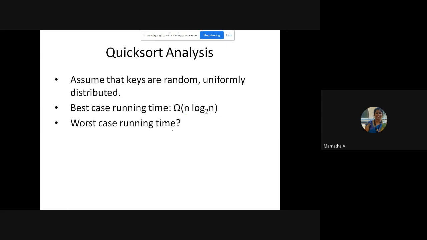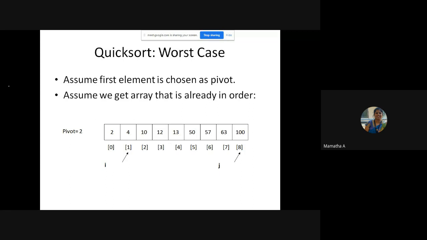Okay. Then talking about the worst case running time. Okay. So what is the worst case running time? Just observe this array which I have given, which is already in order. So my input array is already in the order. Now just tell me, what are the two halves? What are the halves towards the left of the pivot, if pivot is 2, and what are the halves towards the right? Just observe and tell me. What will be towards the left of the pivot? Nothing. It is 0. The first half is 0.